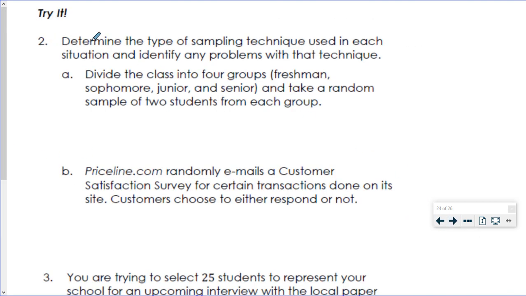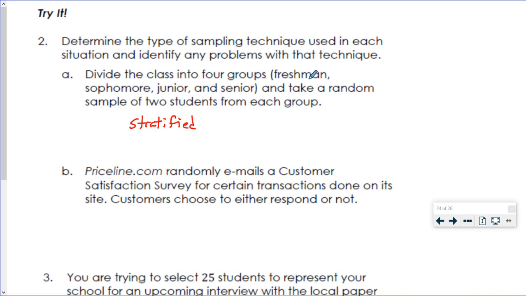All right. Here's a couple more. Determine the type of sampling technique used for each situation and identify any problems with that technique. So we're talking about whether it's cluster, systematic, stratified, or simple random. It says divide the class into 4 groups: freshman, sophomore, junior, senior, and take a random sample of 2 students from each group. Guys, which one is that? That one is called stratified.